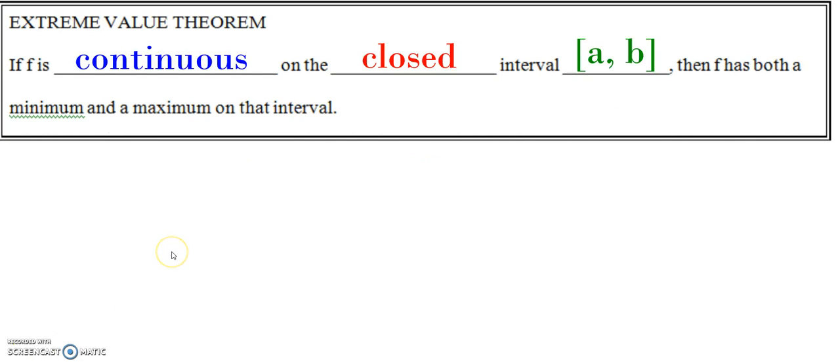Next, we have what we call the extreme value theorem. So if f is continuous on the closed interval a to b, then f has both a minimum and a maximum on that interval. And when we're talking about minimum maximum here, we're talking about absolute. Remember, closed interval just means that we're using brackets, so that means we include the endpoint, as opposed to open interval, which we'll see in a little bit, is parentheses, which means we do not include the endpoint.